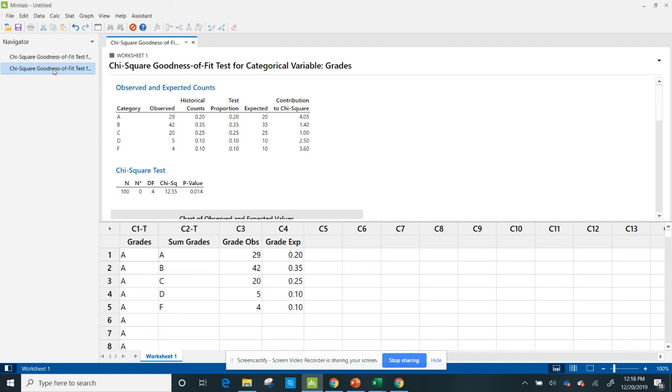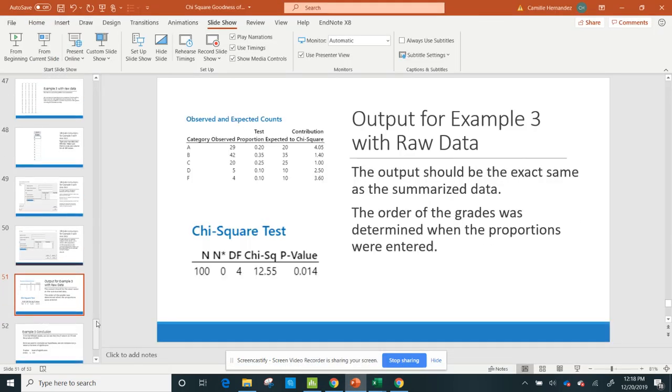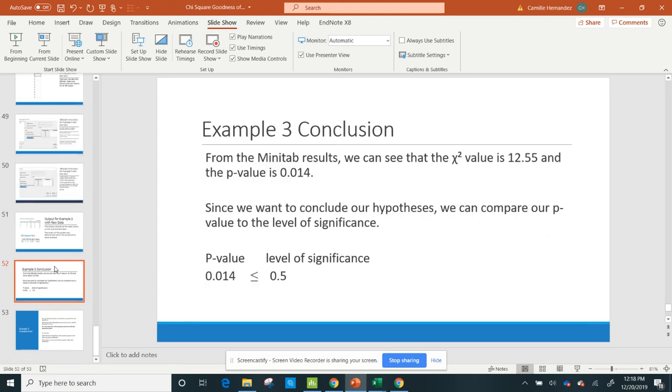There's 2 different ways to do this. I could give you summarized data or I could give you raw data. It doesn't matter. They're both easy to handle. So again, I have the instructions in Minitab, but let's go conclude. All right, so here we go. I can see that I have a chi-squared value of 12.55 and a p-value of 0.014.